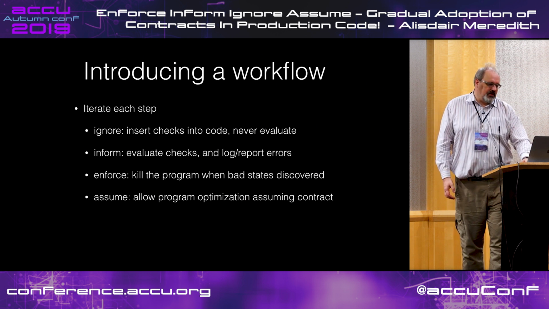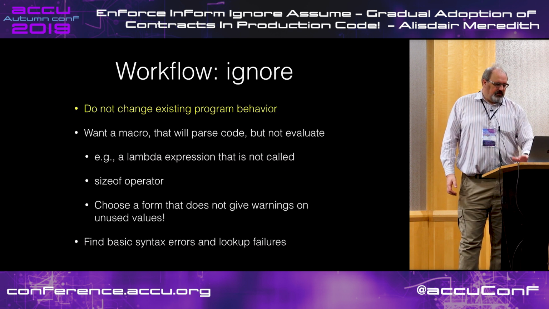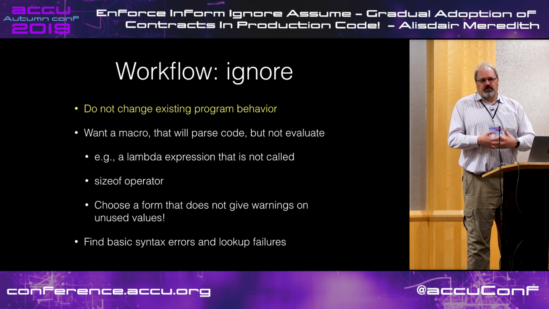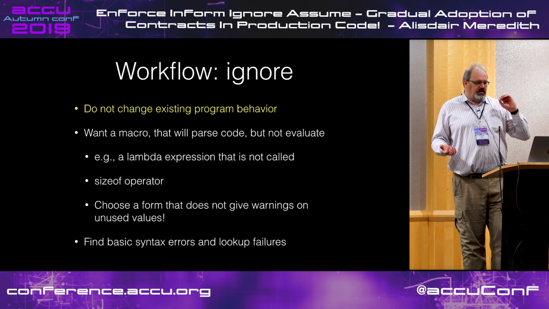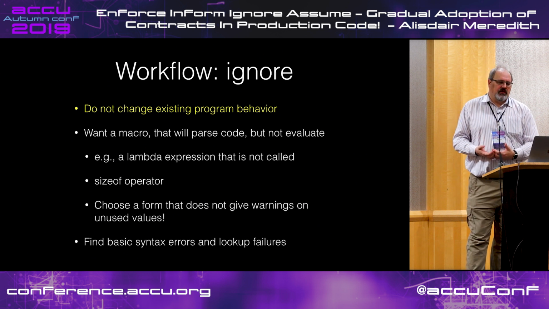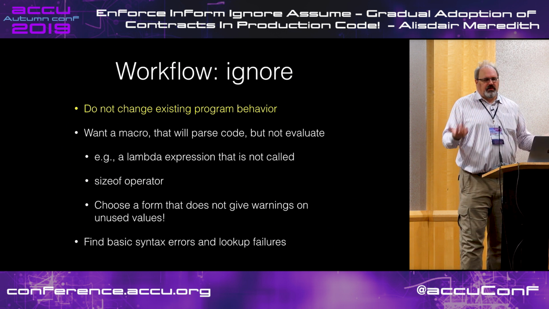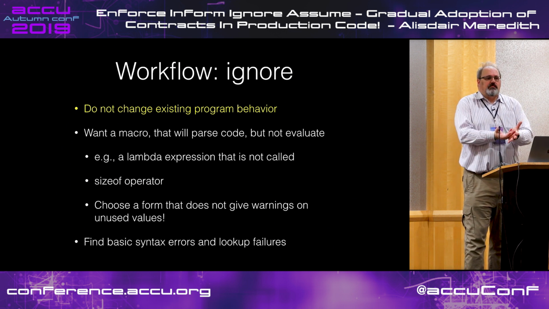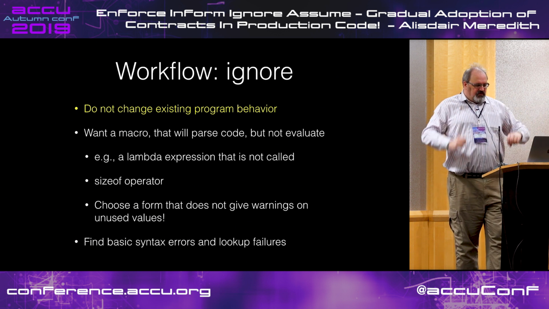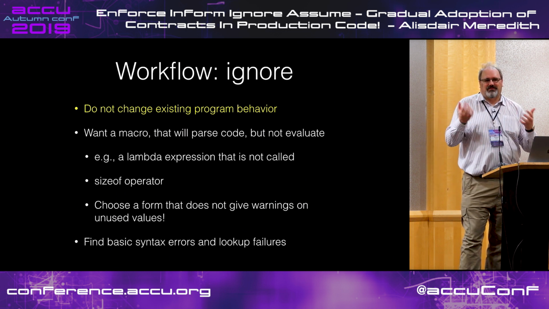Because the key first step is we're going to introduce our contract checks without actually running them. This is simple. We just pass the program, and the macro now has to expand into something that still has the code in a valid place, but it's not going to be called. So have it in a lambda expression, or I don't evaluate it in a sizeof operator, because I know it's got to return a Boolean predicate. I can have a true equals or something in the sizeof, and play around and find the form that doesn't actually give warnings on unused values. Because compilers like to do that.